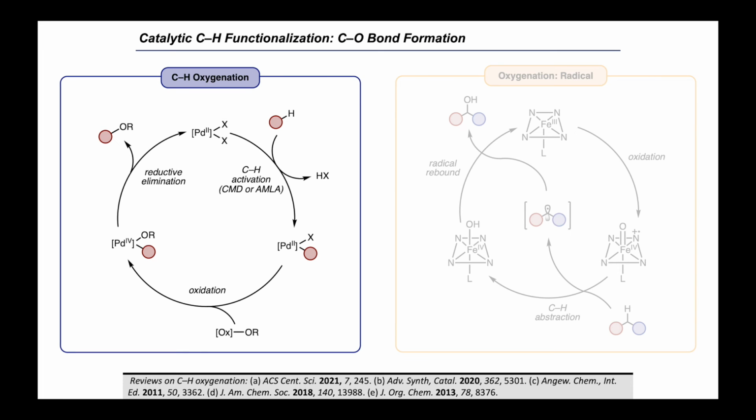Inner sphere mechanisms typically follow a general catalytic cycle where the substrate undergoes C-H activation with the active catalytic species to form an organometallic intermediate, which is followed by oxidation by the oxidant and then C-O reductive elimination, which produces the oxygenated product and regenerates the active catalyst.